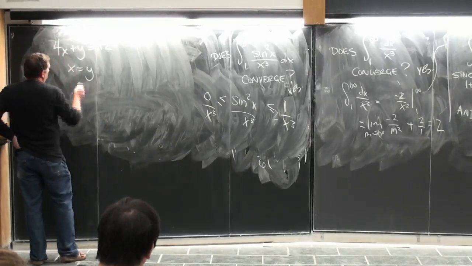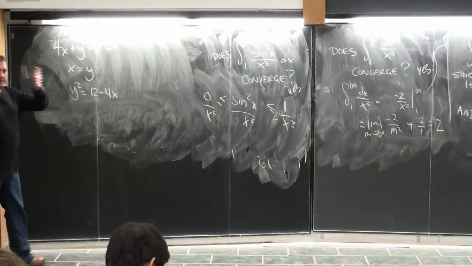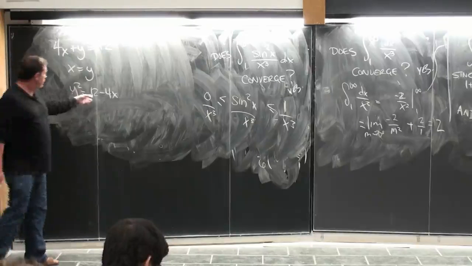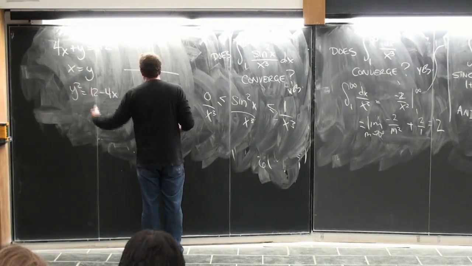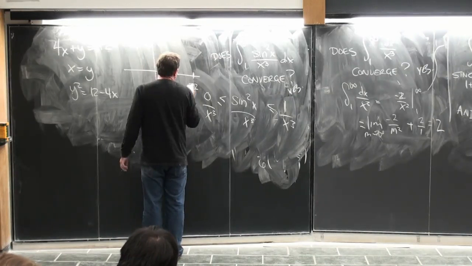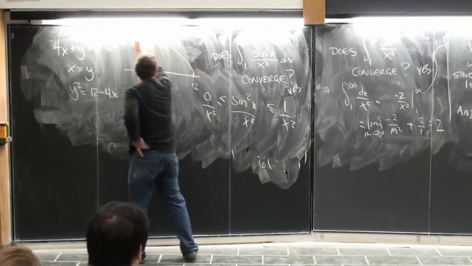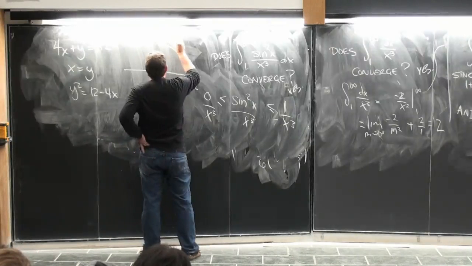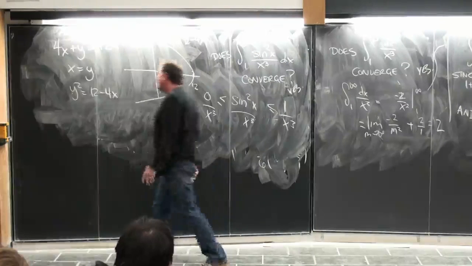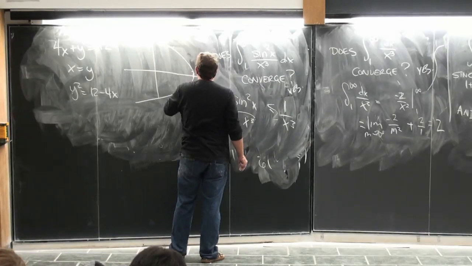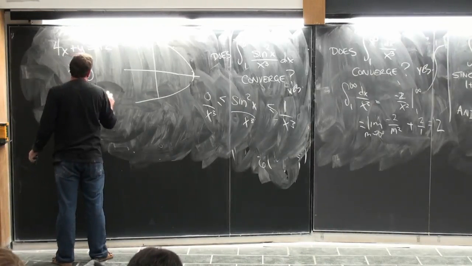Well, this is the same thing as saying y squared equals 12 minus 4x. So this is a parabola opening this way. Right, when x is 0, y is 12, it goes through here at 12, so I get something like this. Wait, no, I did this backwards, I'm sorry. So this is the same, sorry, this way.